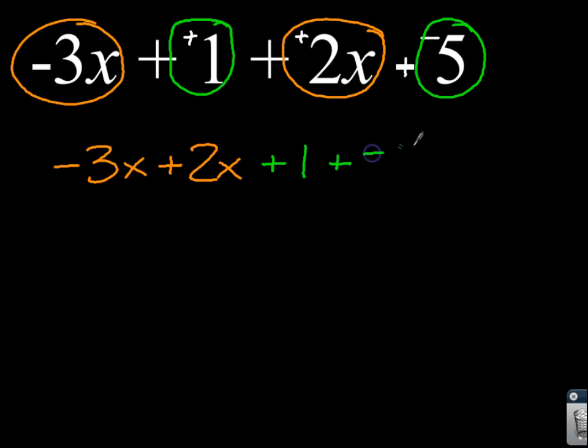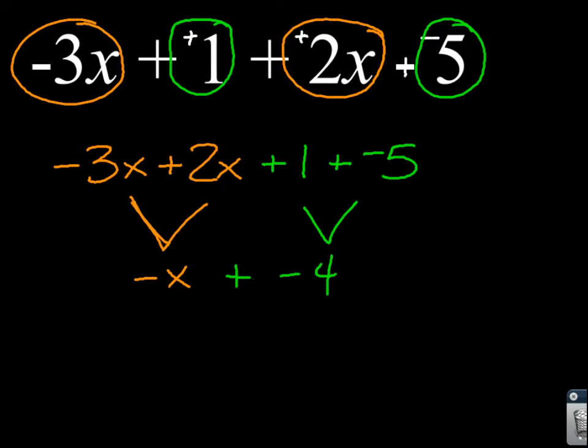Okay, so then plus negative 5. Now I'm in a position where I can combine my like terms. If I have negative 3x and positive 2x, this is down 3 and this is back up 2, so that's going to give me negative x, negative 1x, right? And then when I add a positive 1 and negative 5, that's going to give me a negative 4. So I can say negative x plus negative 4.